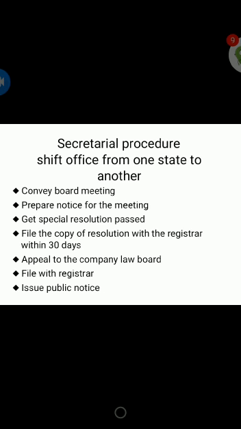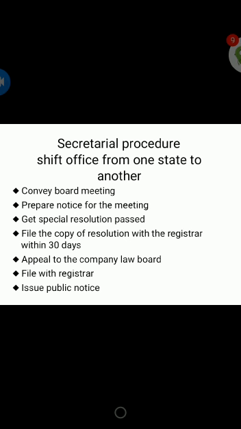The next is the secretarial procedure to shift the office from one state to another state. First is to convene the board meeting. Here we are going to conduct an extraordinary general meeting, because this is a very complicated case. For that we first convene the board meeting, and the time, date, place and agenda of the extraordinary general meeting, where the special resolution will be passed, will be discussed in the board meeting.